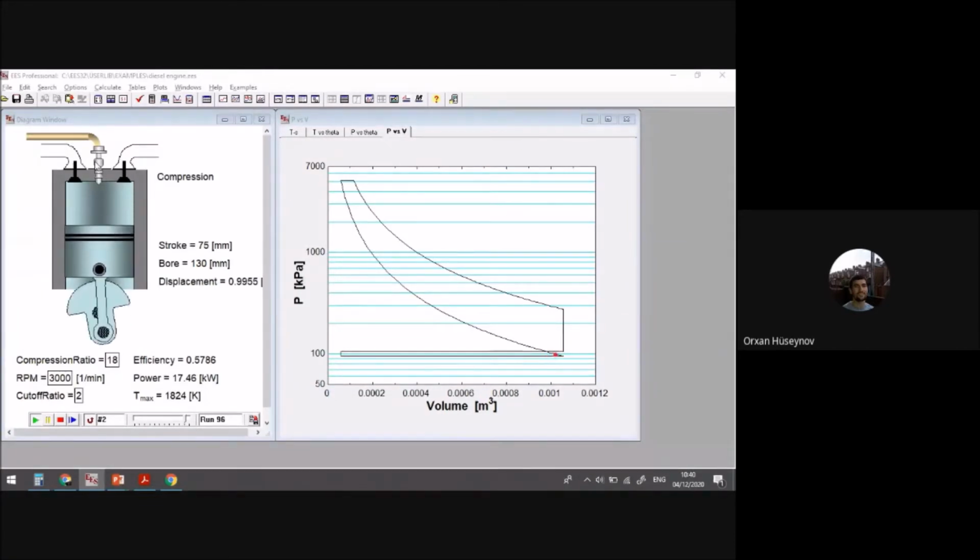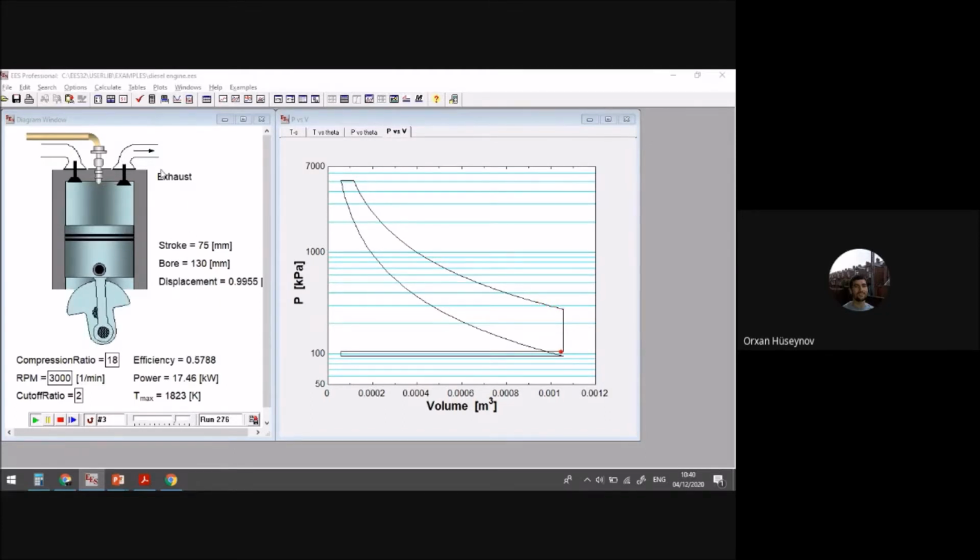You can see that for the diesel, the fuel addition happens at the top dead center, because after you have enough compression, you have the addition of the fuel. You have the compression. You can see the names. Let me increase the speed a little bit.